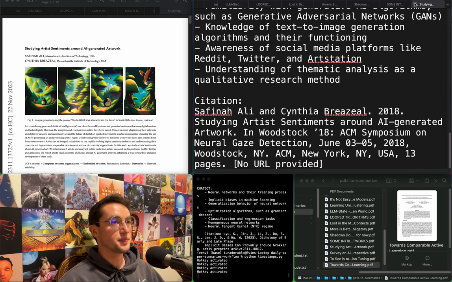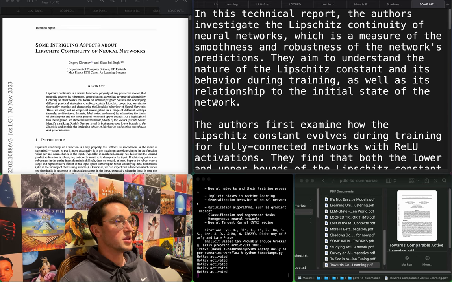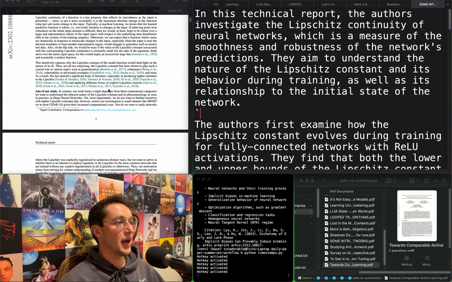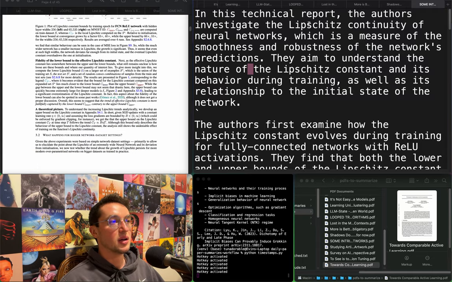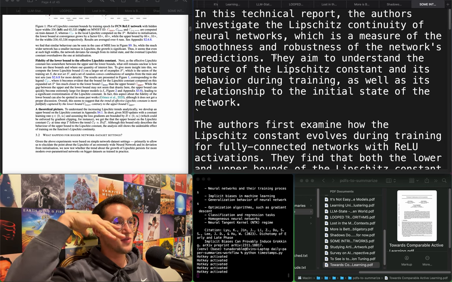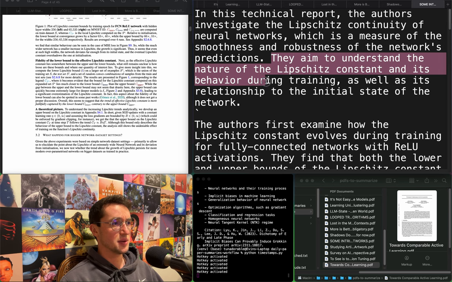Cool, whatever. Some intriguing aspects about Lipschitz continuity of neural networks. I'm not going to actually read the summary in this one. I already decided I want to read it, I think. Actually, I will, just because. Measure of smoothness, yeah, I know. Sorry, Lipschitz continuity just means how smooth the loss function is. It's a strict measure of that, that we often assume to be true, even though we have no proof of such. I want to understand it and behavior during training.